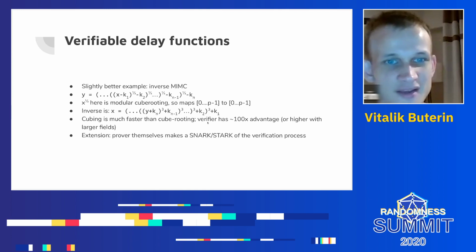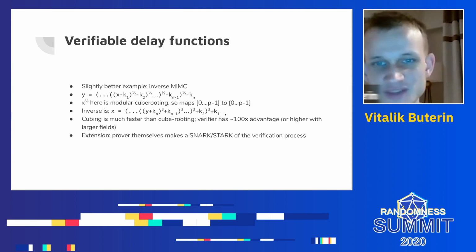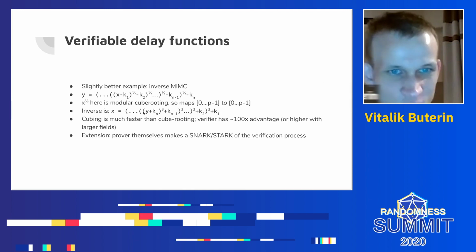The speed increase is about the same as the number of bits in your field. So in a reasonable size field, the verifier could have a 100x advantage, or this could go even higher. So the idea would be that to compute the VDF, you would use this cube rooting function, and to verify it, instead of doing it forwards, verifying can be done by running the computation backwards.